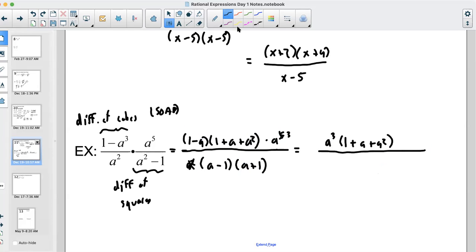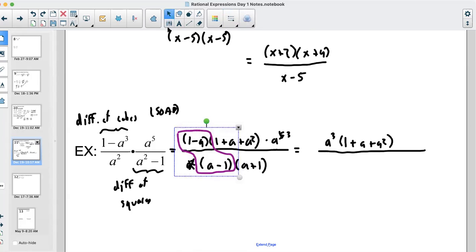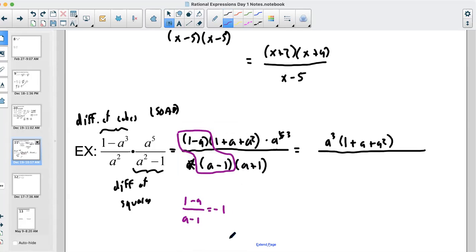But this is the thing that I want you to pay attention to. These two: 1 minus a over a minus 1. And here's the thing. This 1 minus a over a minus 1 is equal to -1. They're exactly opposites of each other: a positive 1 on the top and a negative 1 on the bottom, and a negative a on the top and a positive a on the bottom. Everything is exactly switched. You could try plugging in some values for a, and you'll see that you always get -1 when you do it.